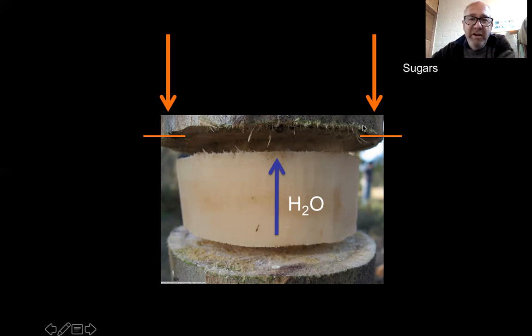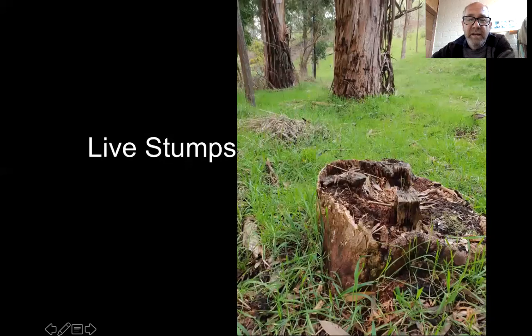The other thing you find is the diameter of the tree tends to keep growing above this, where there's a high concentration of sugars. So you get a fatter tree above the cut than below if it takes a year or so for the tree to die. You see that in terms of live stumps.